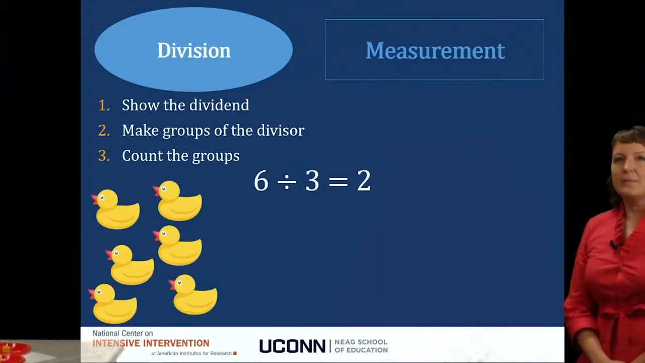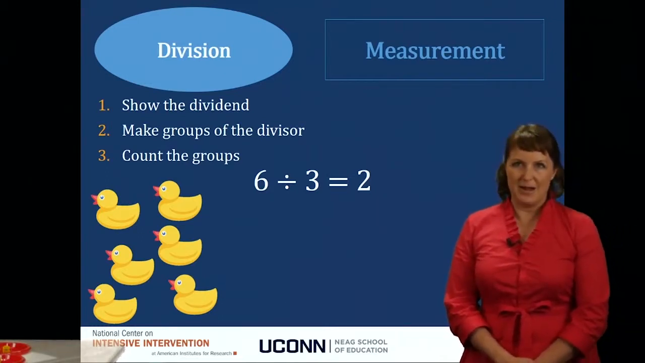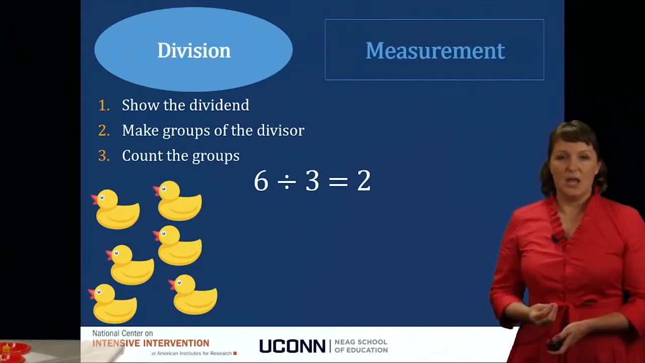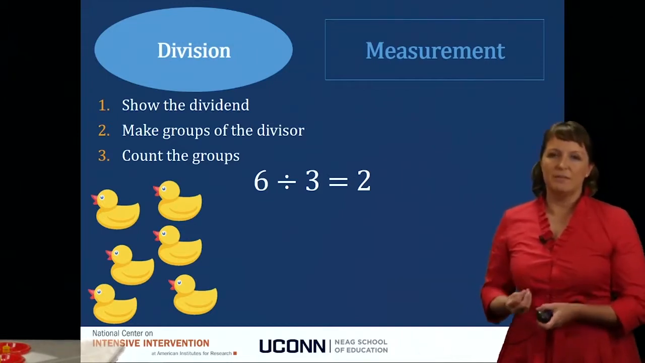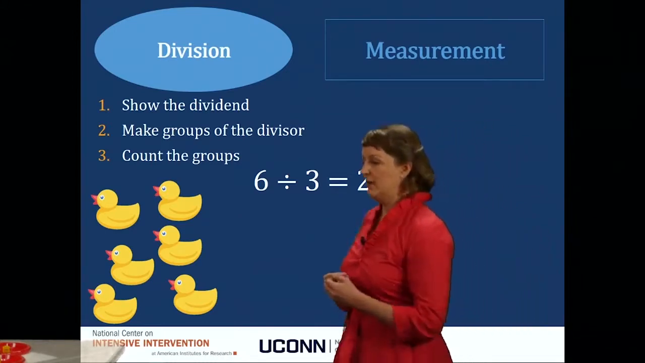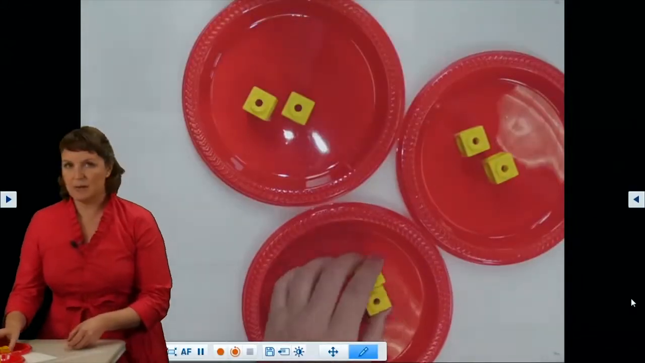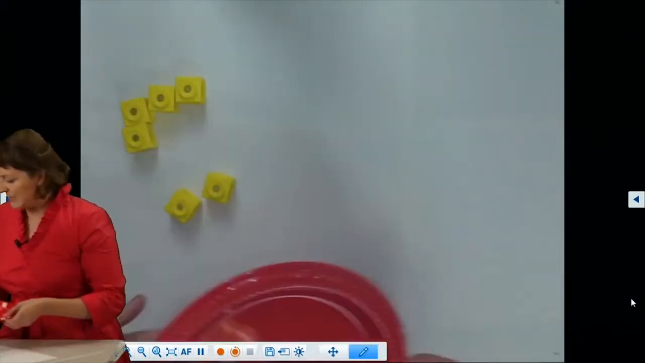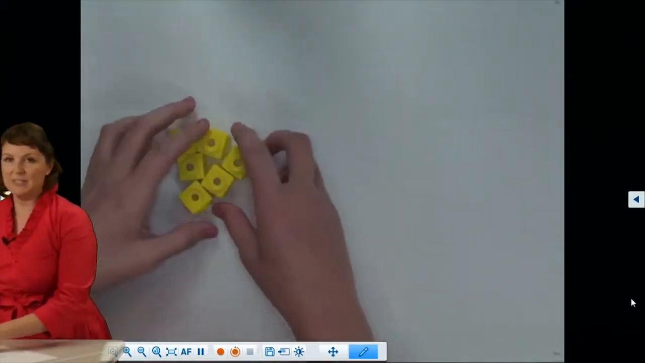Now we can also think about division in a measurement model. Here I'm going to show the dividend, so start with my 6, and then I'm going to make groups of the divisor. So how many groups can I make with the dividend, and then I'll count the groups. So let me go over here to my plates again. I'm going to collapse up the red plates there. So I'm going to start with my 6 cubes.